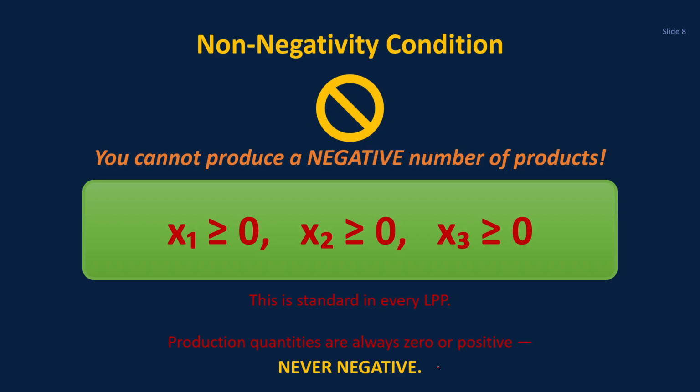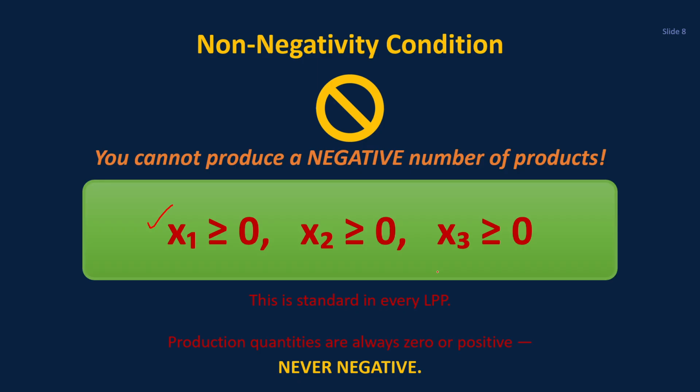Next is your non-negativity constraint. You cannot produce a negative number of products, obviously, right? Negative production is not possible. So that is why we have to explicitly mention x1, x2, x3, they all are greater than or equal to 0.